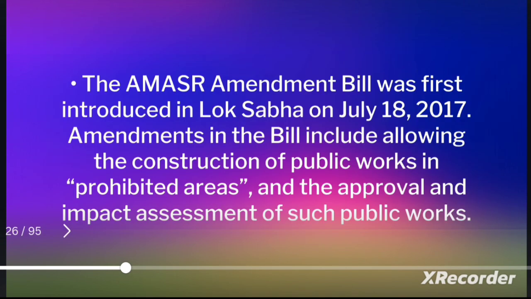The AMASR Amendment Bill was first introduced in the Lok Sabha on July 18, 2017. Amendments in the bill include allowing the construction of public works in the prohibited area, and approval and impact assessment of such public works.